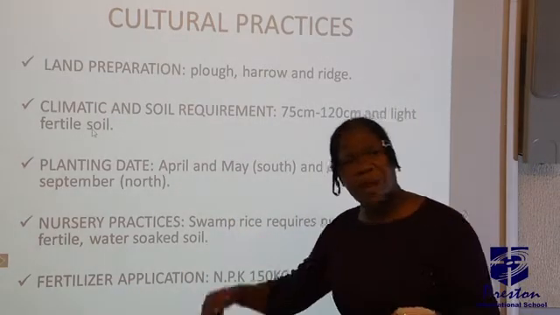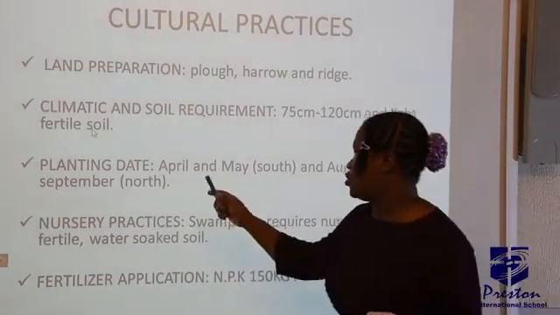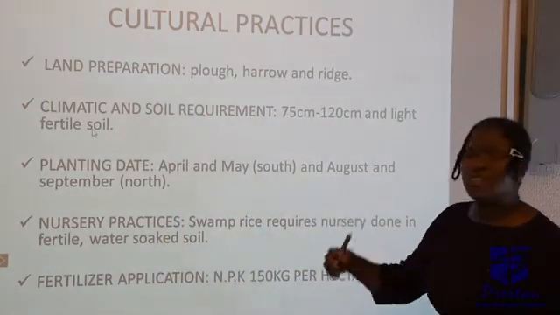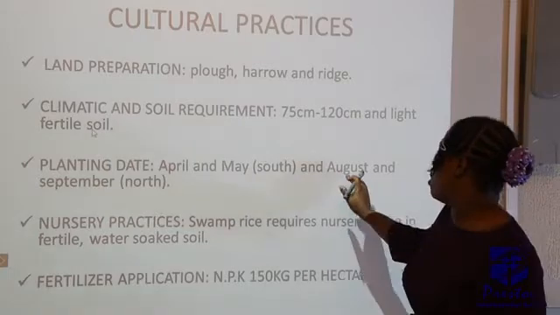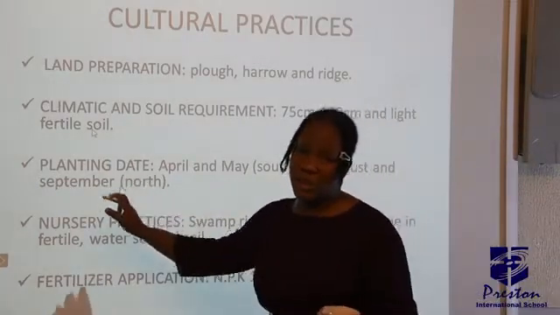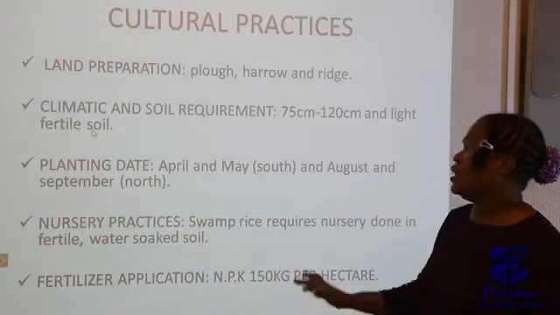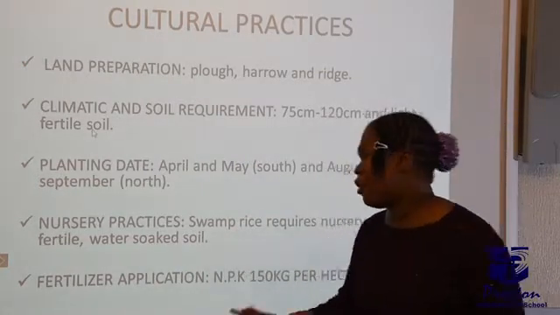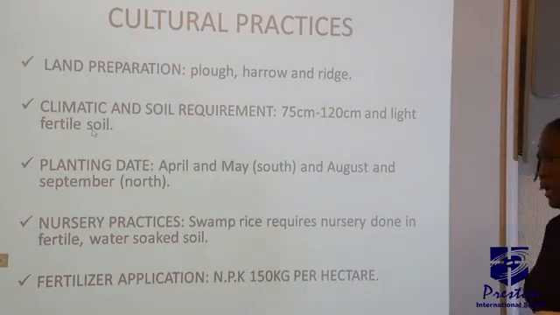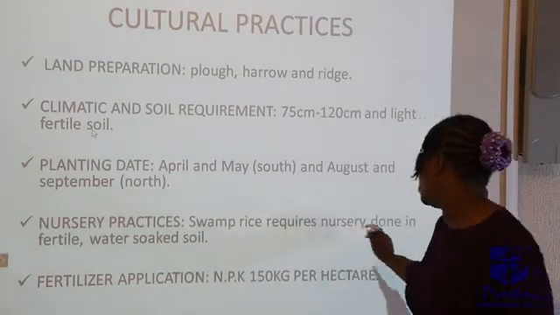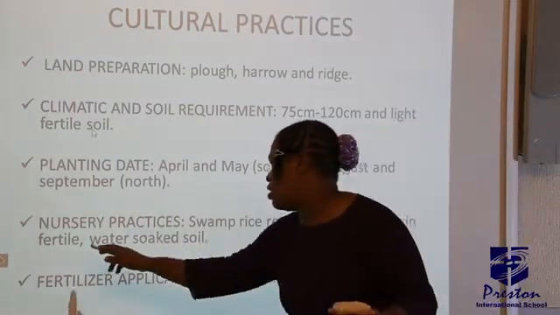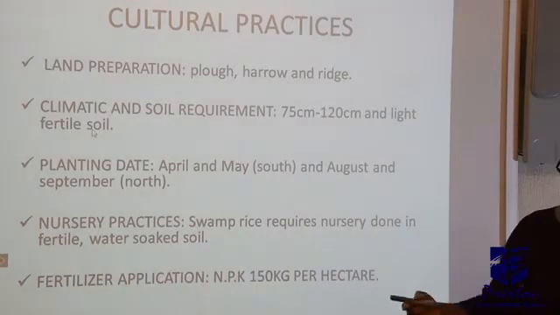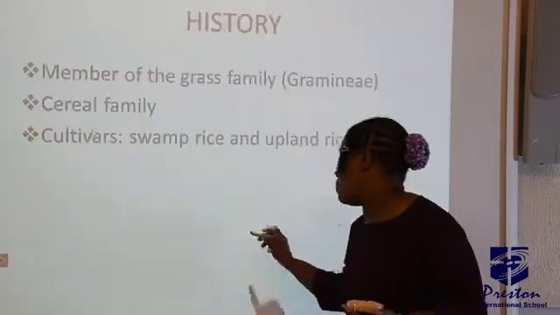Now, the planting dates. In the southern part of Nigeria, you plant your rice from April to May, while in the northern part of Nigeria, it's around August to September. Now, rice, you must practice nursery for rice production. Swamp rice requires nursery done in fertile, water-soaked soil. Without nursery, you will not be able to plant your swamp rice.